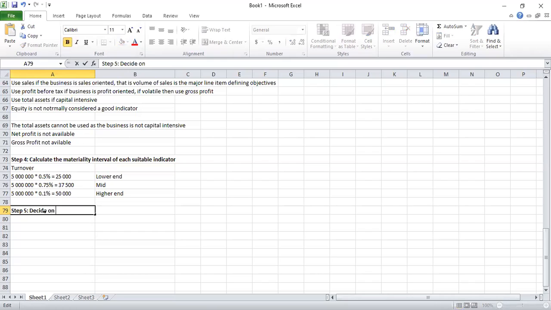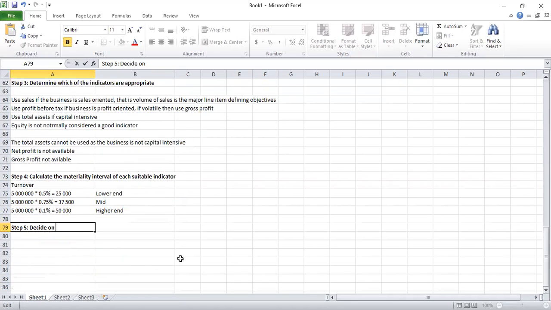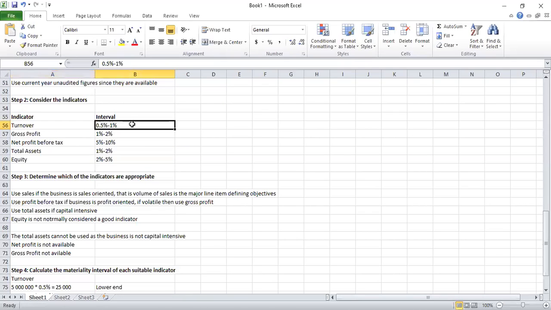There's 0.75%. How did you get it? The middle ground of 0.5 and 1%. You can just say the midpoint of 0.5 and 1. You can just say 0.5 plus 1 divided by 2. For this one, you can just say 1 plus 2 divided by 2. This one, 5 plus 10 divided by 2. So for this one, we said 0.5 plus 1 divided by 2. That's your middle point.